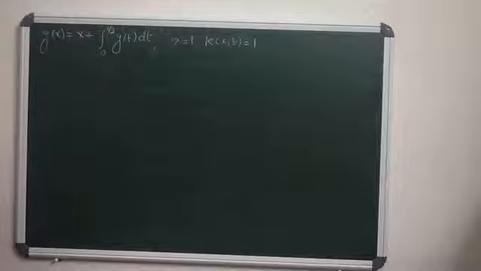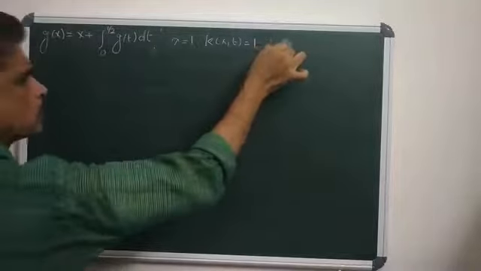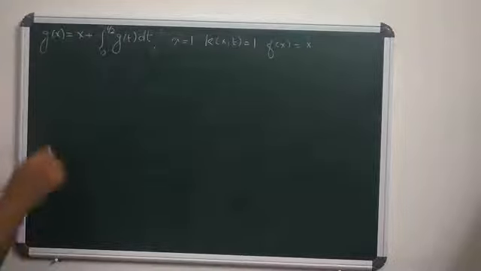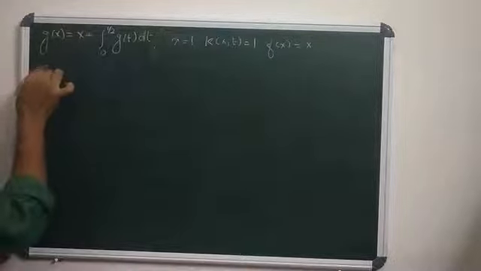Lambda, f of x equals, and what is f of x? f of x equals x. Here f of x equals x, lambda is 1 and k(x,t) equals 1 when it is compared with the standard Fredholm integral equation. Okay.